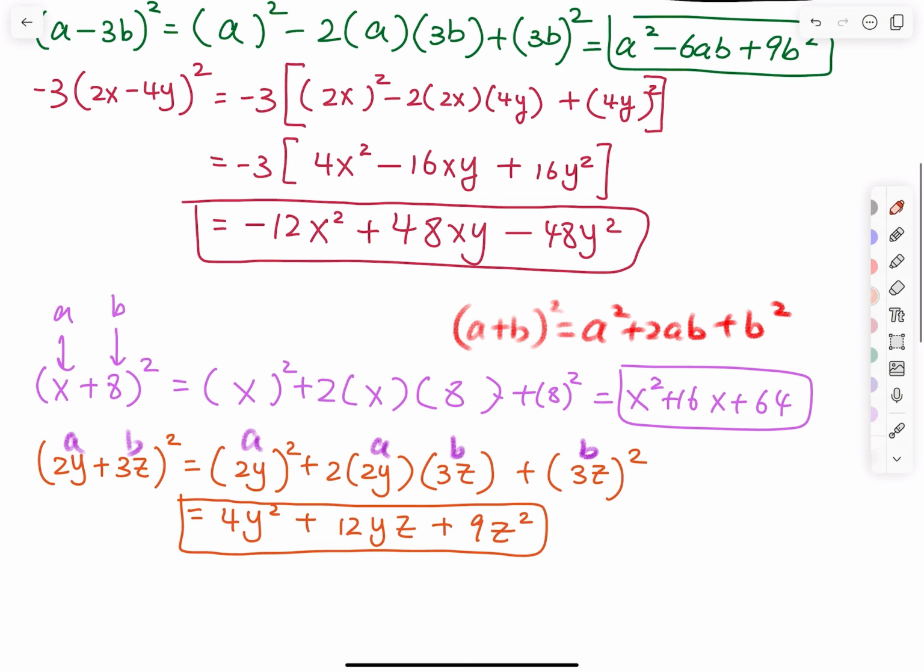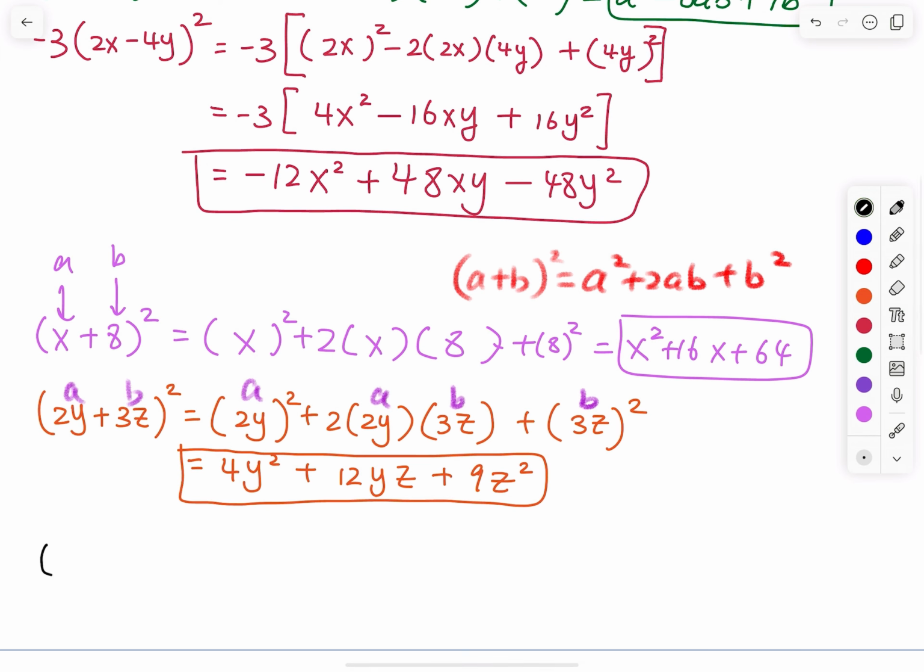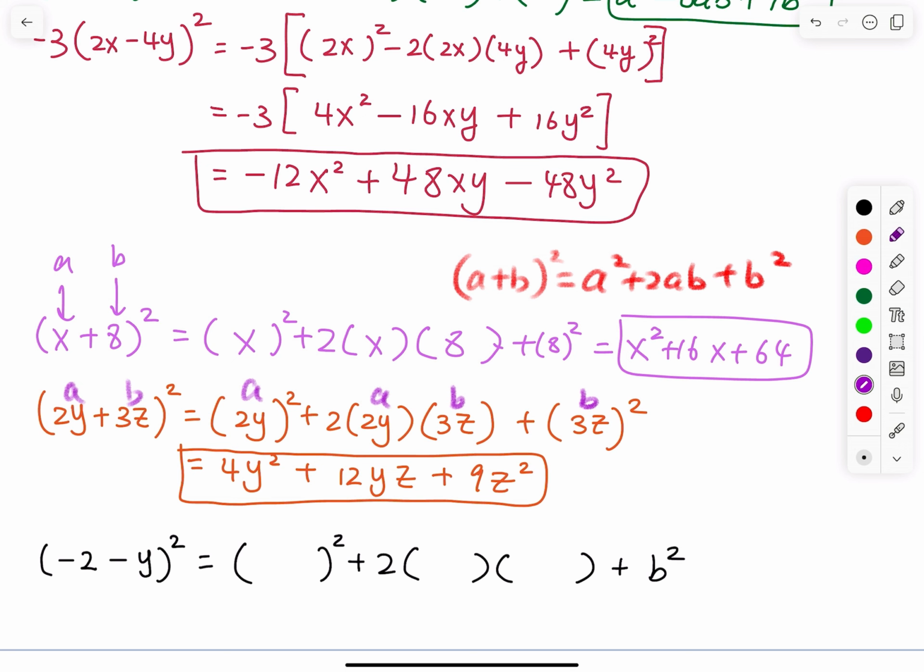Let's try one more. What should we try? How about negative 2 minus y squared? So that is a squared plus 2ab and then plus b squared. What is a equal to? Oh, this one I should use a plus, right? Because we are looking at the plus. I should use a plus.